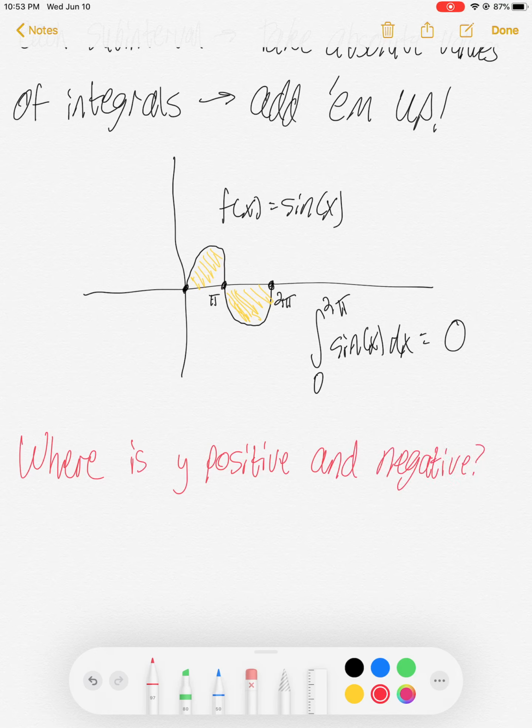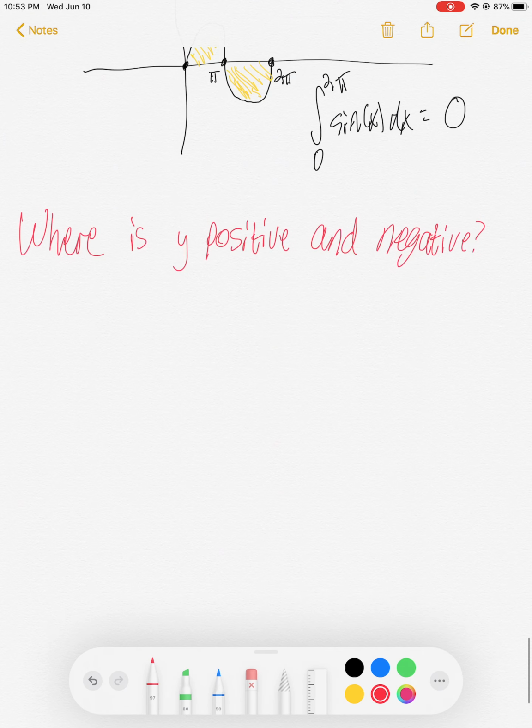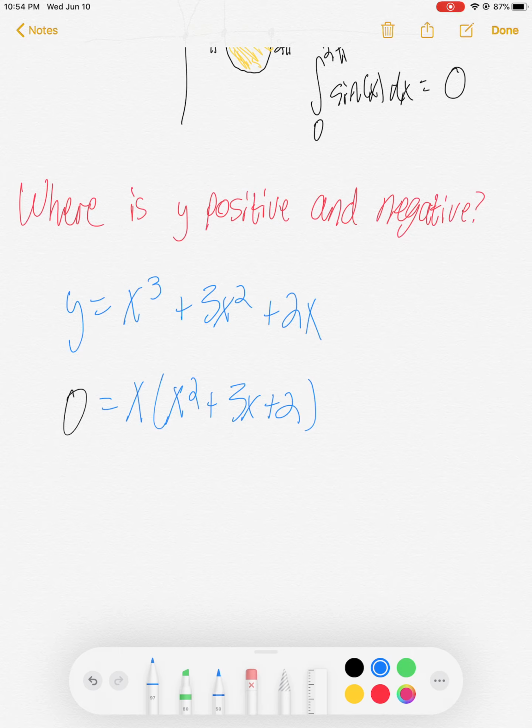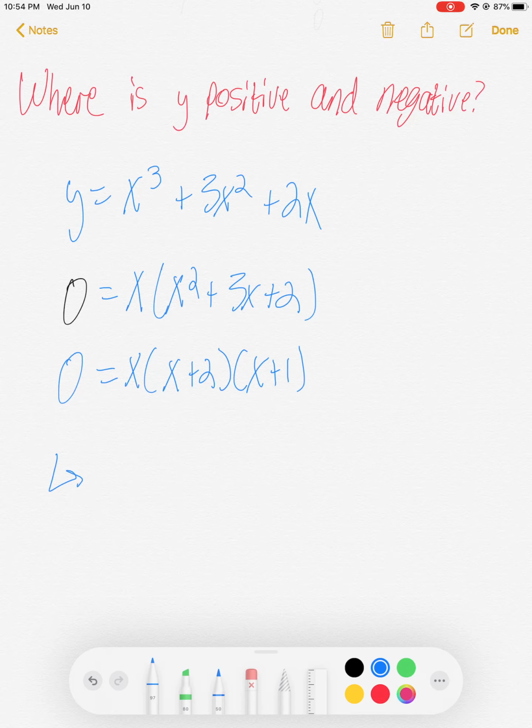So with that said, let's first figure out where our function y is positive and negative. That will help us see where we need to split things up. Okay, so let me rewrite y down here for us. y equals x cubed plus 3x squared plus 2x. I'm going to set this equal to 0. Once I find out where the function is 0, I can use that to help me find the intervals over which it's positive and negative.